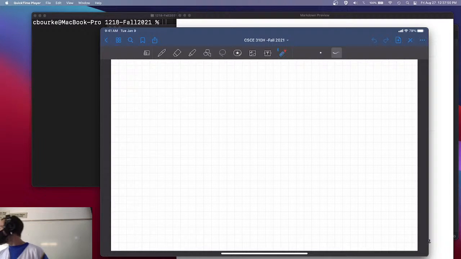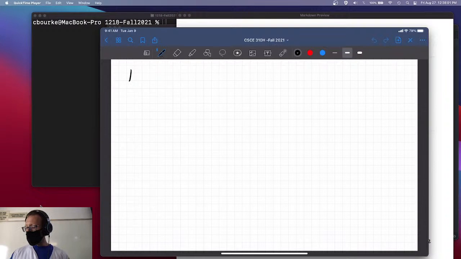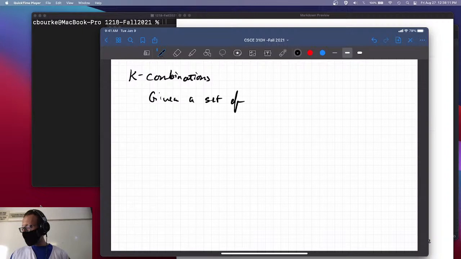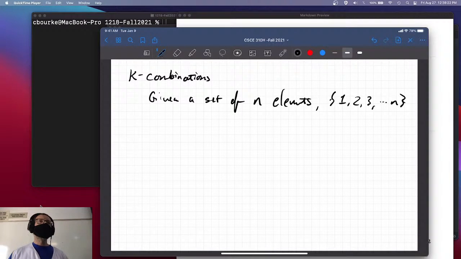Before we do that though, I need to make sure that we're all on the same page. What are combinations? In general, k-combinations. Given a set of n elements, usually denoted 1, 2, 3, dot dot dot, n, it's enough to consider combinations and permutations, eventually, of the integers 1 through n.